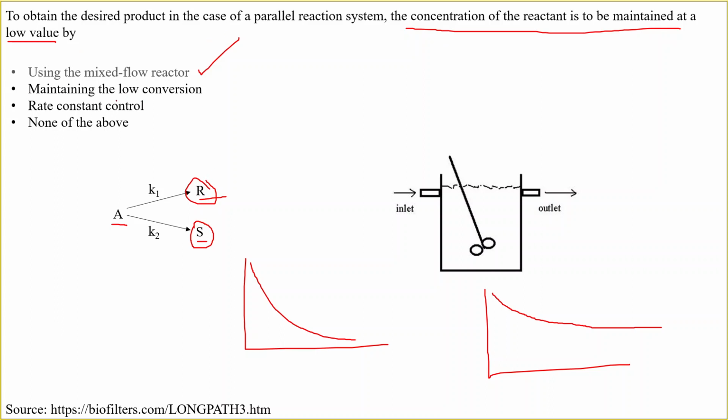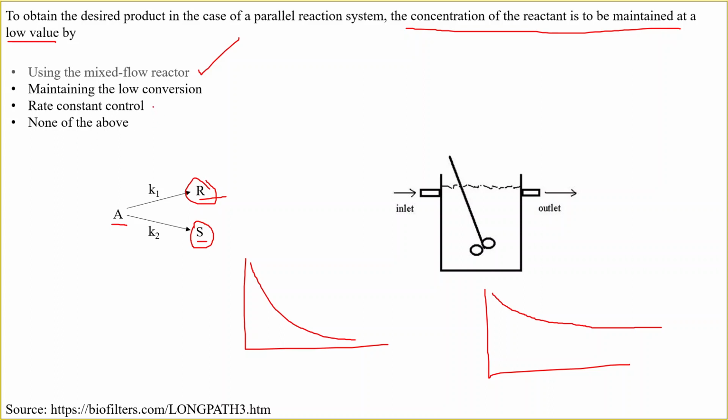Next option is maintaining the low conversion. Definitely that is not the correct answer because the desired product is R, and definitely we don't want a low conversion. We want a high conversion. So that's why we have to play with the concentration and the reactor parameters in such a way that we get high conversion for R, but at the same time we are reducing the conversion of S.